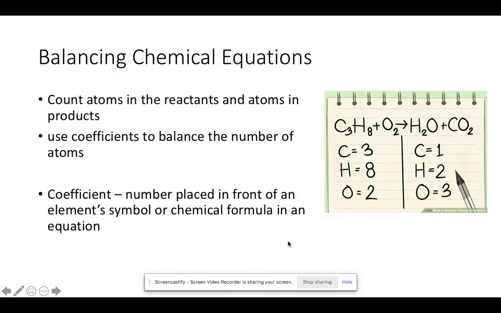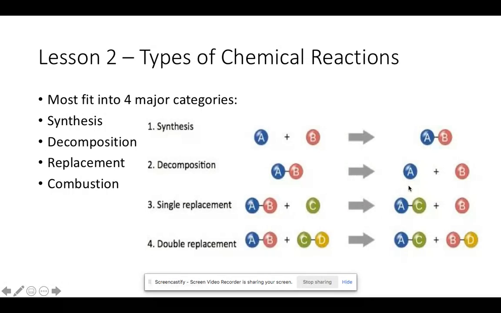All right. We balance our chemical equations by counting atoms in the reactants and atoms in the products. We use coefficients to balance the number of atoms. The coefficient is a number placed in front of an element symbol or a chemical formula in an equation. So what we do is we add up the atoms. You can see that these are not equal to that. So because they're not equal, we have to then balance them. And we're going to go through that soon. And that's where we're going to end today.